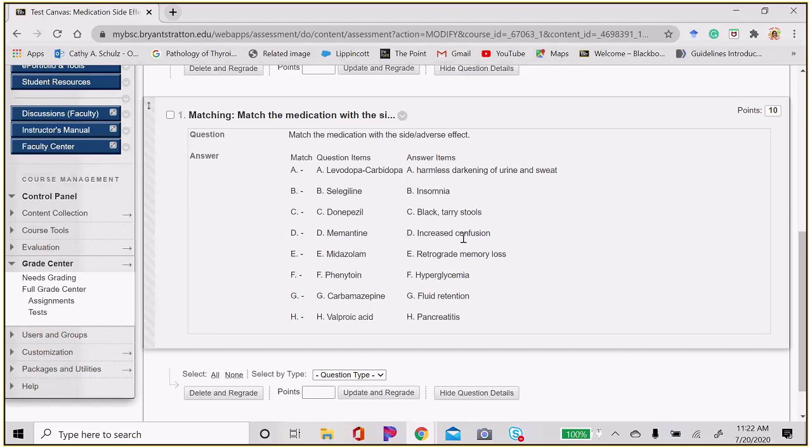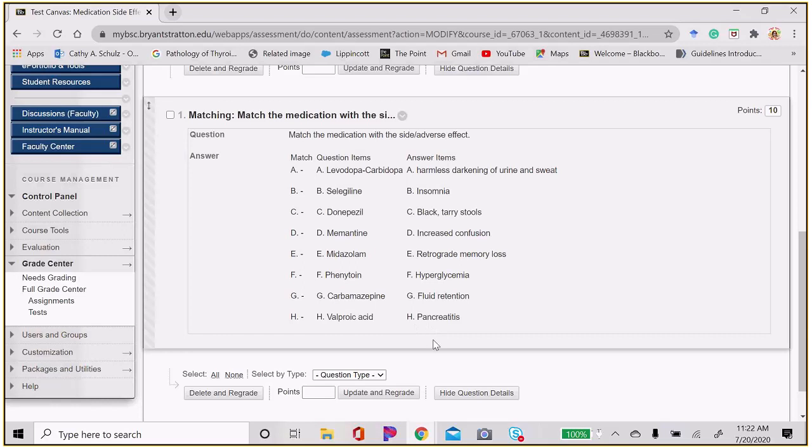Memantine is the increased confusion. Midazolam is the benzodiazepine that is not used for status epilepticus, but it is used as part of conscious sedation or general anesthesia, and it causes retrograde memory loss. Phenytoin is the hyperglycemia, especially if the patient is diabetic. Carbamazepine is fluid retention, especially an issue if the patient has congestive heart failure, and it might be a reason not to use that one. Valproic acid can cause hepatitis or pancreatitis.